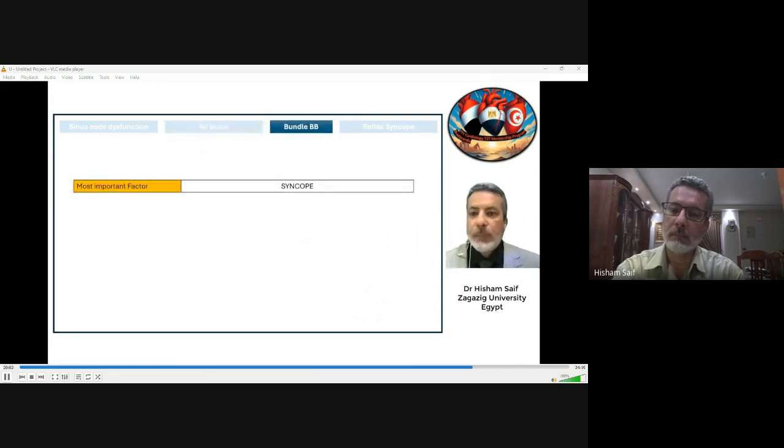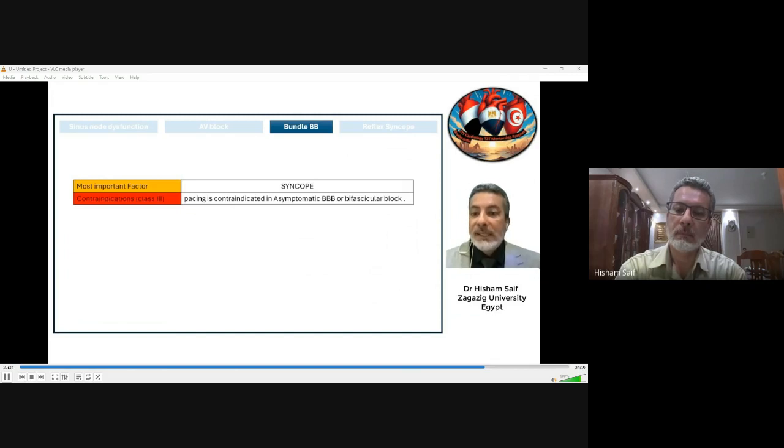The third category is patients with bundle branch block in the ECG. The most important factor in these patients is the occurrence of syncope as a sign of more advanced heart block. In this group of patients, the correlation between the occurrence of heart block and symptoms cannot be established, and the presence of bundle branch block is taken as a sign of a potential disease in the conduction system, which cannot be recorded.